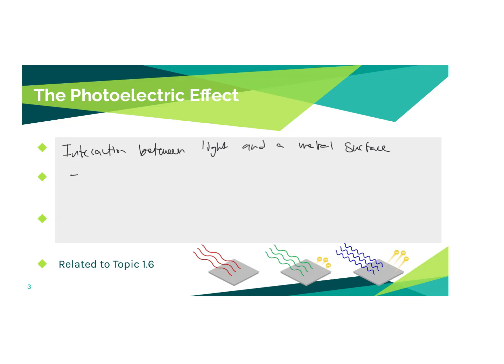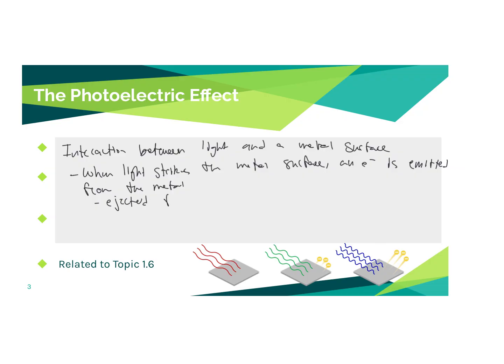And so what happens is when light strikes the metal surface, an electron is emitted from the metal. In other words, it's ejected from an orbital. And you essentially will ionize that sheet of metal.